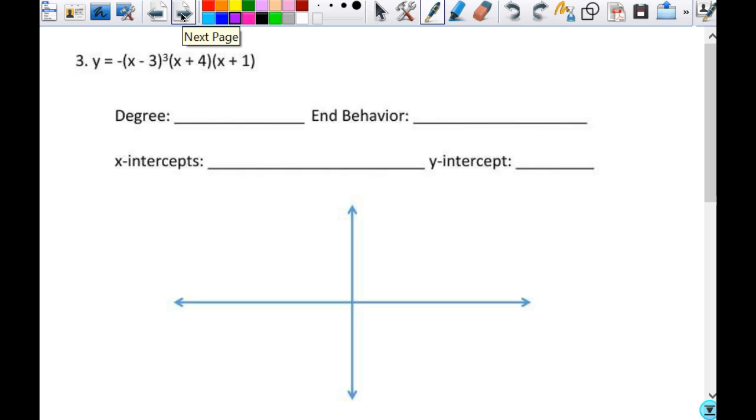We're going to do this one together, too, and then I'm going to let you do the last one. All right, so what's the degree of this one? 5. Okay, everybody good with 5? We know how to find that out, right? Okay, so it's odd. Is our leading coefficient positive or negative? Negative, right? So show me what it looks like.